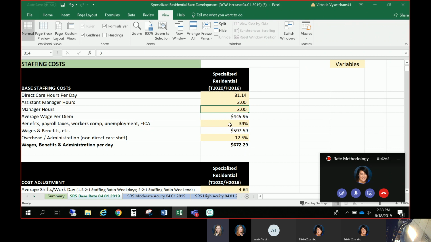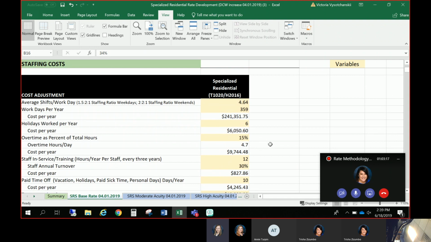We also added in here a 34% variable for benefits, payroll tax, workers' comp, unemployment, and FICA. This is a network average that our fantastic CFO had added to this logic. And then we do also have a 12.5% variable for overhead and admin. So this is non-direct care.